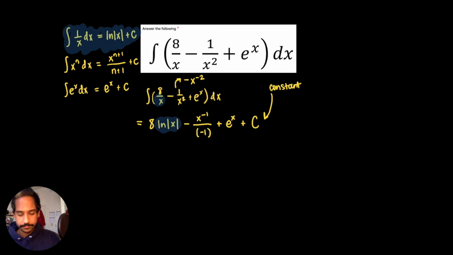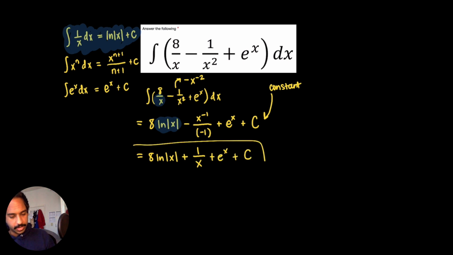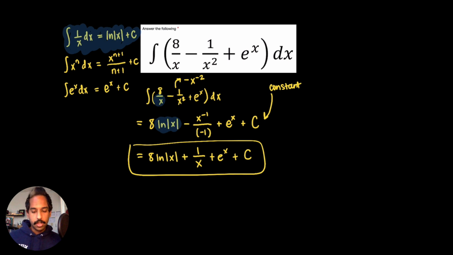Now, let's simplify. This will equal 8 ln of the absolute value of x. This negative 1 in the denominator will multiply by this minus here, and that'll make a plus. And x to the negative 1 I can rewrite as 1 over x, plus e to the x plus c. And so here we get our final answer: the integral of 8 over x minus 1 over x squared plus e to the x will give us 8 ln of the absolute value of x plus 1 over x plus e to the x plus c. Always remember that constant term.